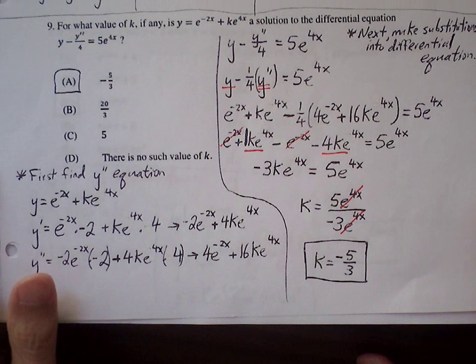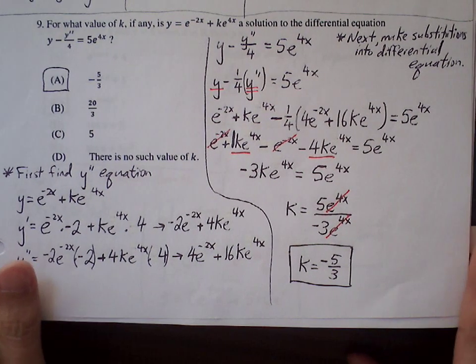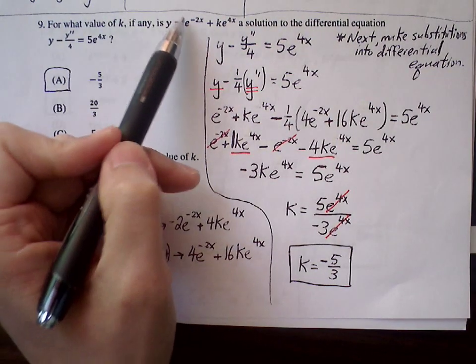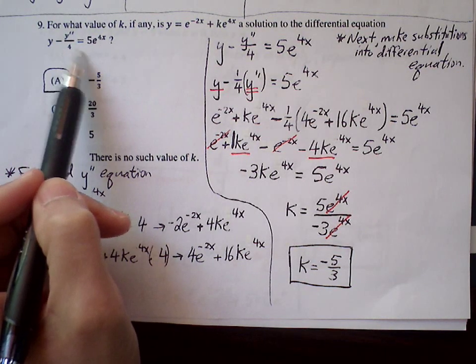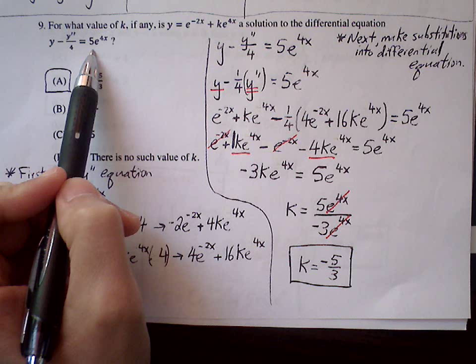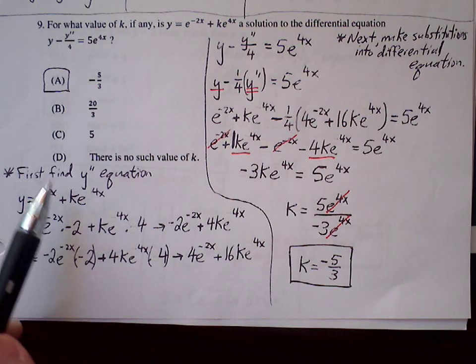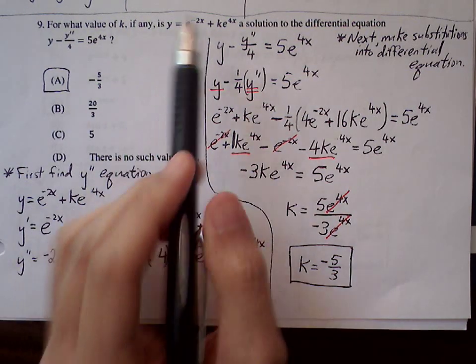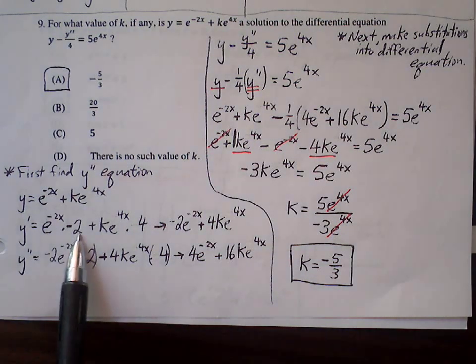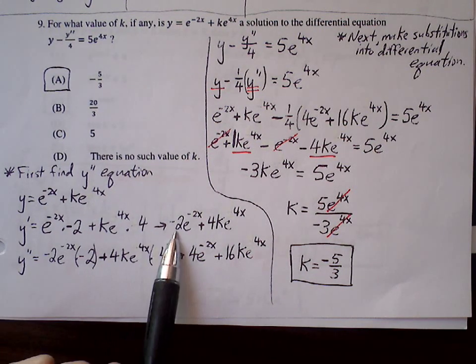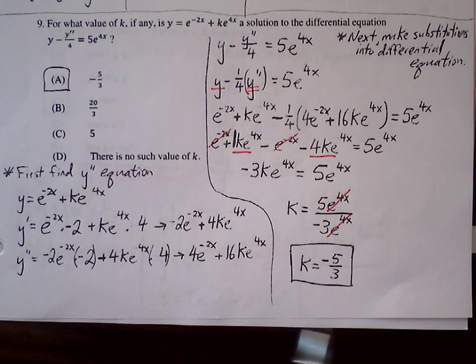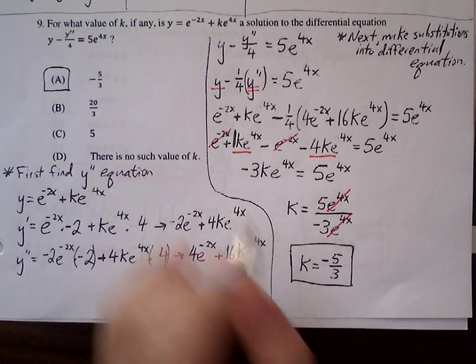Number 9 feels the same way. We're going to work our way down to y double prime so that we can work our way down to solve for k. So the rule for e to the u is e to the u times u prime. E to the 4x becomes e to the 4x times 4. We clean this up. We get negative 2e to the 2x plus 4k e to the 4x. Again, treat k like you would a constant, a number.